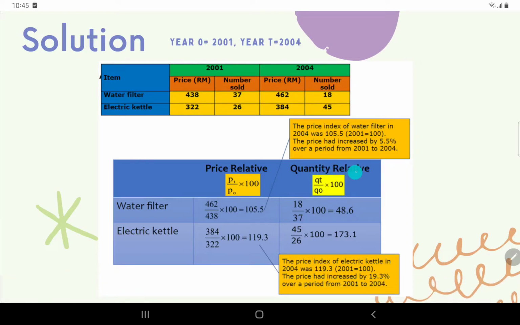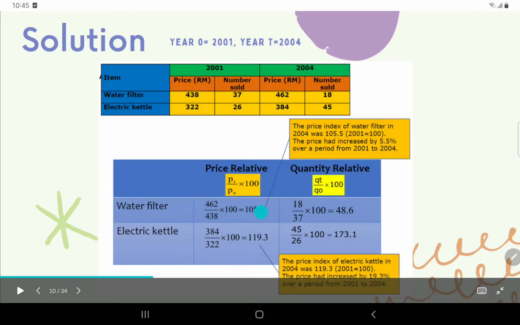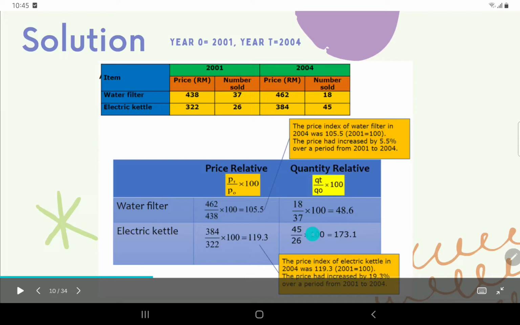For quantity relative index, we are going to use the formula for quantity. So quantity for current year divided by quantity for base year, which is 18, divided by 37 for water filter, and then times 100. For electric kettle, 45 divided by 26 times 100.